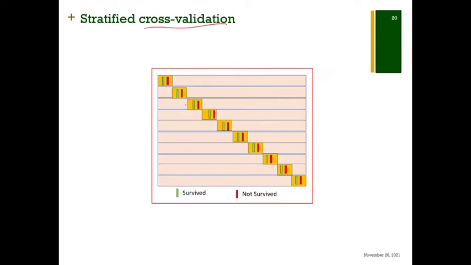Stratified cross validation is when you divide the data into 10 folds, 1, 2, 3, 4, 5, 6, 7, 8, 9, 10, and you try to make sure that the classes are also evenly distributed. This is where stratification comes in. You try to make sure that it is correctly divided.